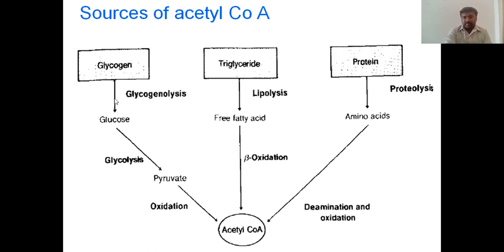When glycogenolysis takes place, glucose is formed, and through glycolysis pyruvate is formed, and then oxidative decarboxylation gives acetyl coenzyme A. In the case of triglycerides, lipolysis gives free fatty acids, and after beta oxidation they form acetyl coenzyme A. Proteins give amino acids, and when deamination and oxidation take place, they form acetyl coenzyme A. That is why the citric acid cycle is the final common pathway for carbohydrates, lipids and proteins.